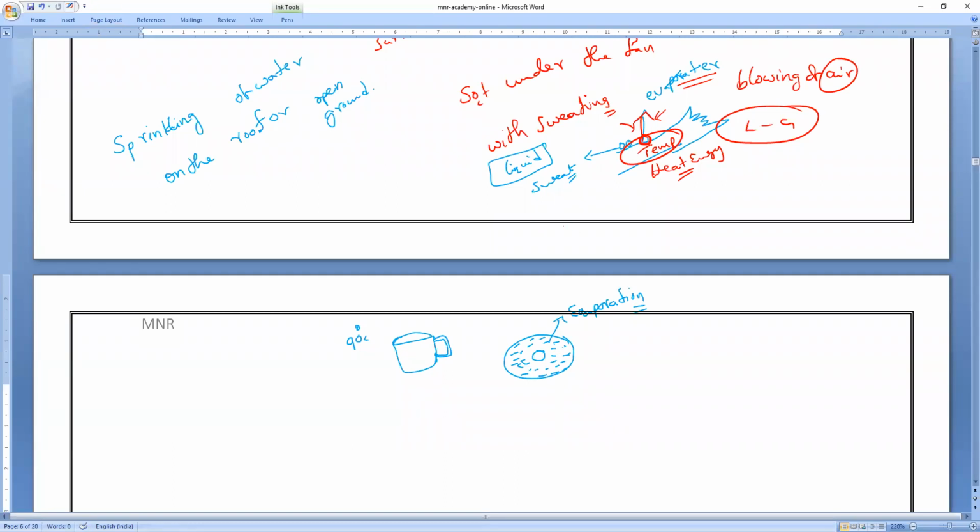Yes. That is also evaporation. All these things I am saying are examples for what? Evaporation leads to what? Evaporation causes what, everyone?